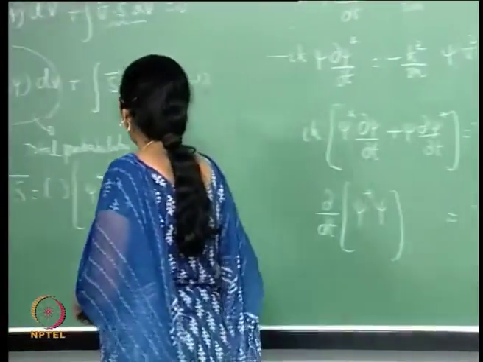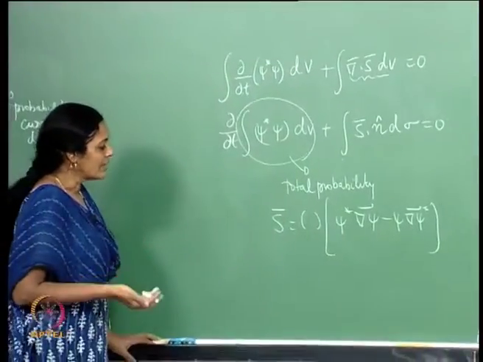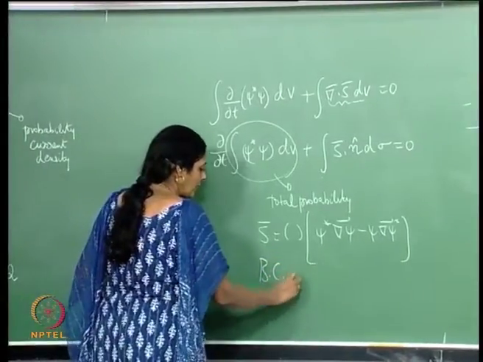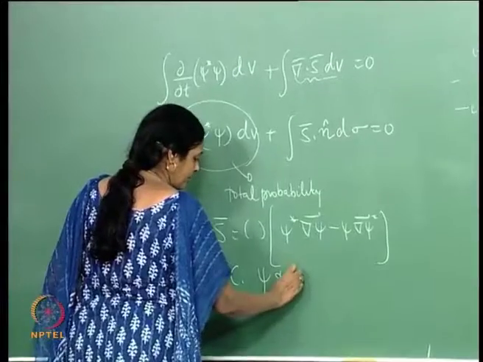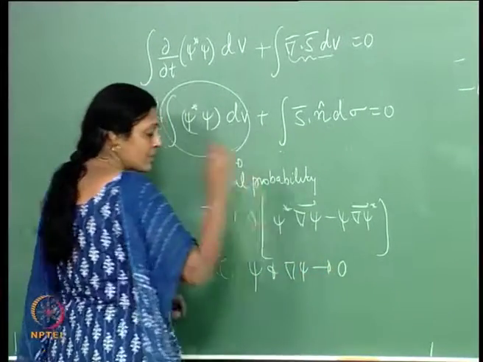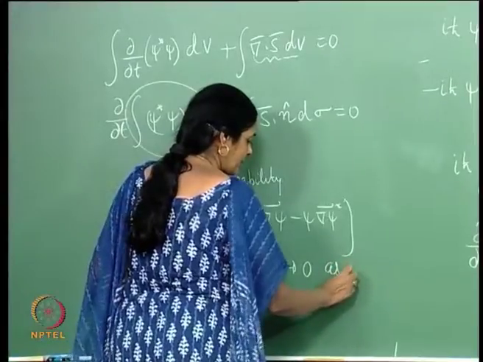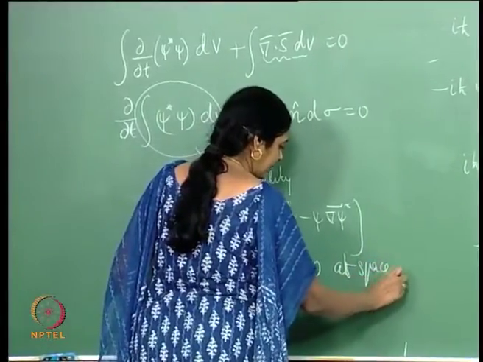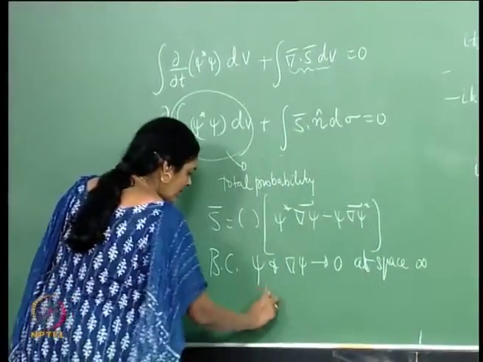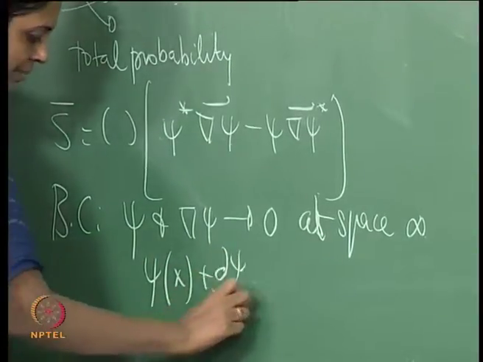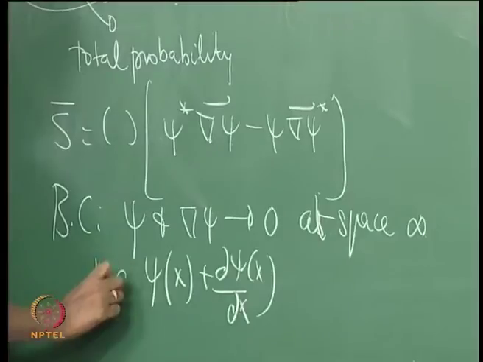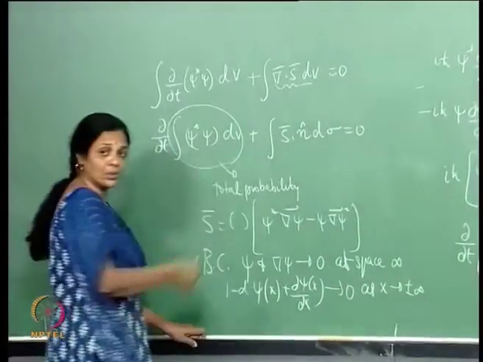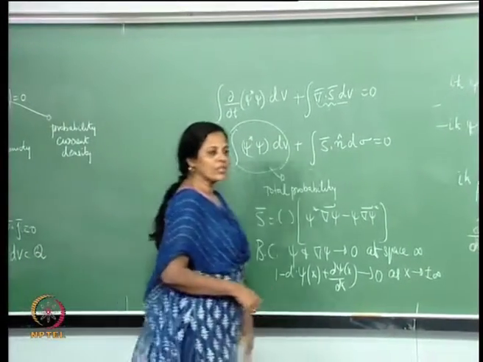So that's what we see here, and therefore this automatically takes care of the boundary conditions for solving the Schrodinger equation. The boundary conditions are the following: the wave function and the derivative go to 0 sufficiently fast at space infinity. So in one dimension, psi of x and delta psi by delta x go to 0 sufficiently fast as x goes to plus minus infinity, and so on. So these are the boundary conditions.